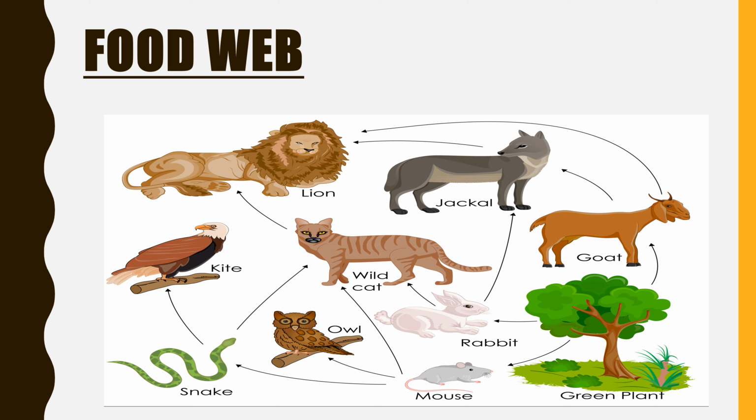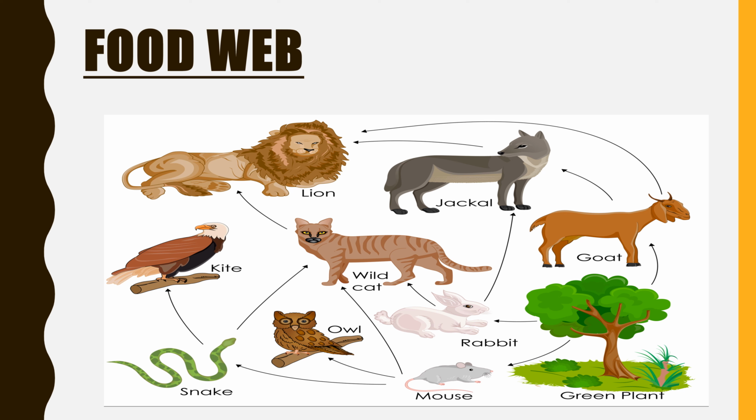Now I'll explain this with this chain. You can see an interconnected network over here. Now I'll explain what it is. The primary source of food is the producer, that is the green plant. First, on the top, green plants are eaten by goat, goat is eaten by jackal, and jackal is eaten by lion.